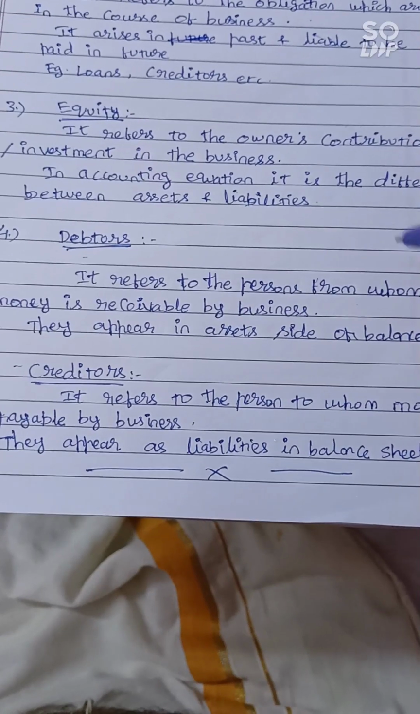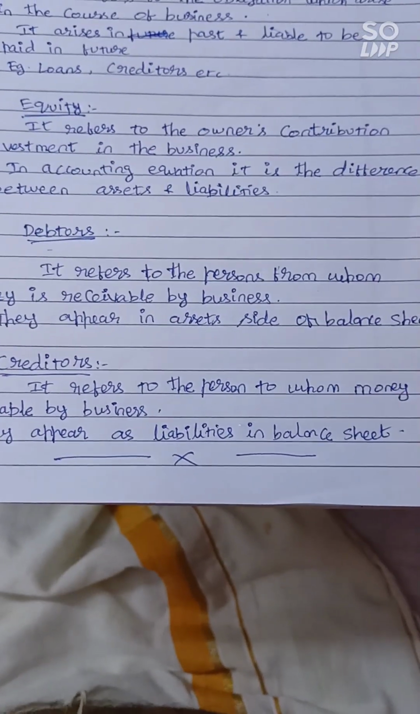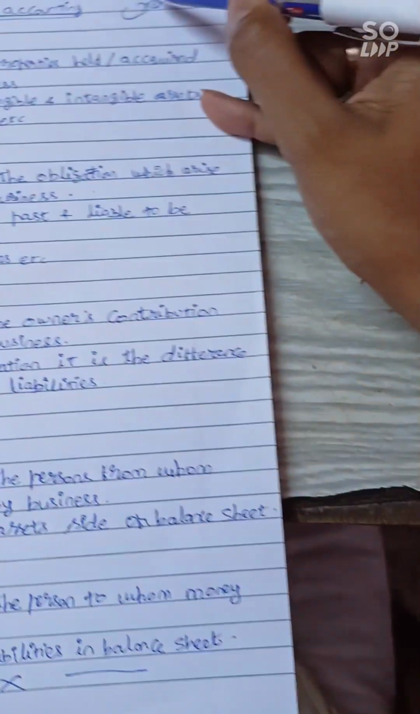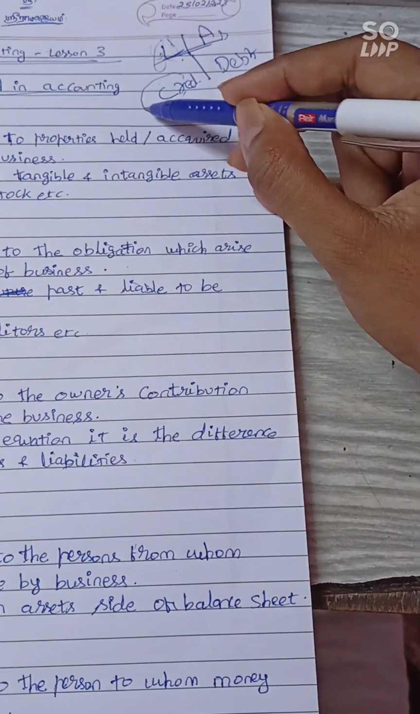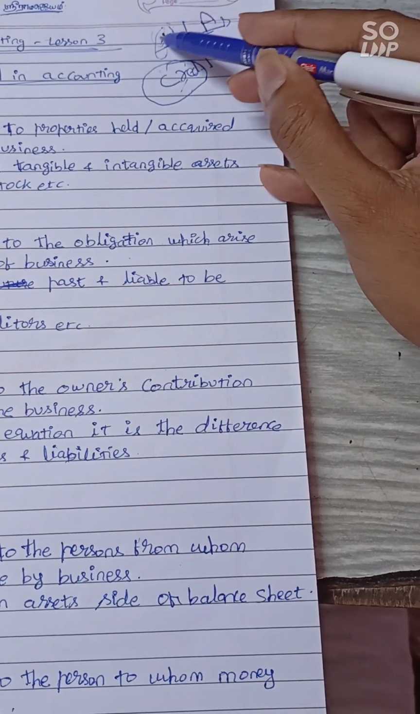These creditors will appear as liabilities in the balance sheet. We saw now, on the liability side, creditors will appear. This is the liability side.